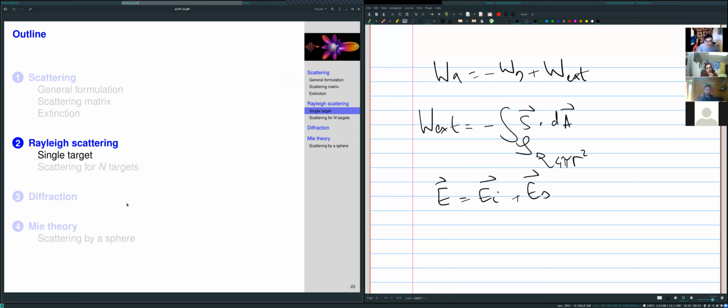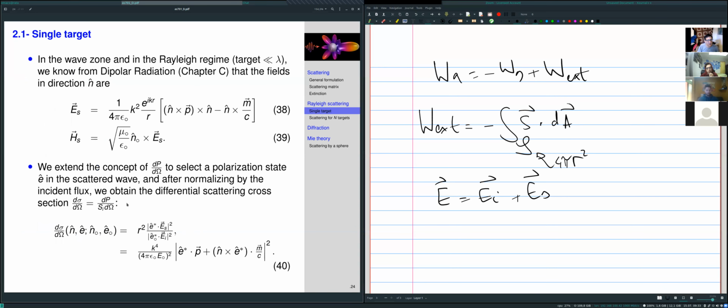So going back to Rayleigh scattering, this is the case where we have the obstacle much less than the wavelength of the incident radiation, and we saw that in this case we could write the scattered fields this way. These are the radiated fields away from the induced dipoles. So this is the induced dipole P.